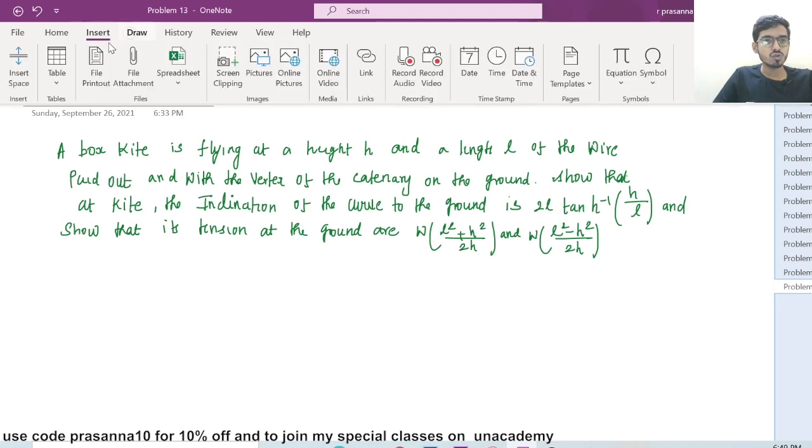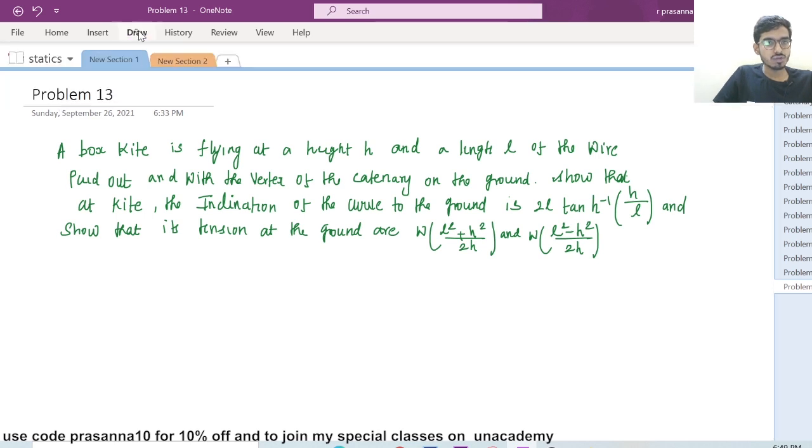Very easy question. Let me read the question. A box kite is flying at a height h and the length L of the wire is paid out, with the vertex of the catenary on the ground. Show that at the kite the inclination of the curve to the ground is 2 tan inverse of h by L, and show that its tensions at the kite and at the ground are W times (L square plus h square) by 2h and W times (L square minus h square) by 2h.